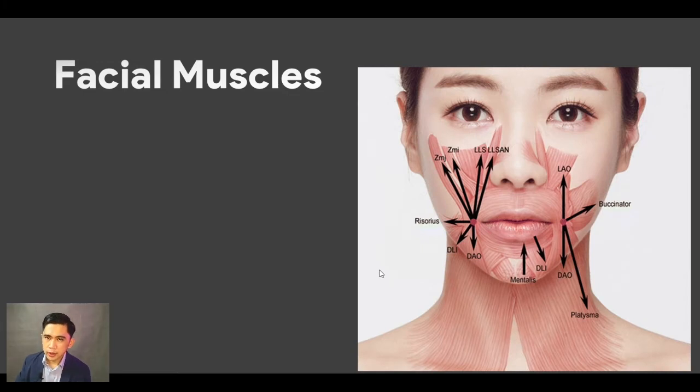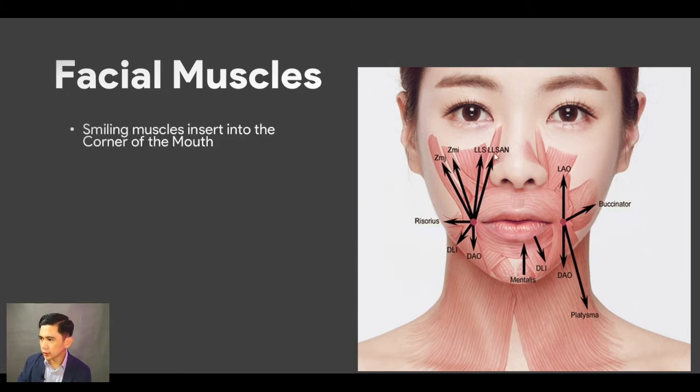Now, the zygomaticus minor and major insert into the corner of the lips or the mouth, wherein some muscles also insert. So the movement of the mouth is actually a concert of many actions of the several muscles of the face.